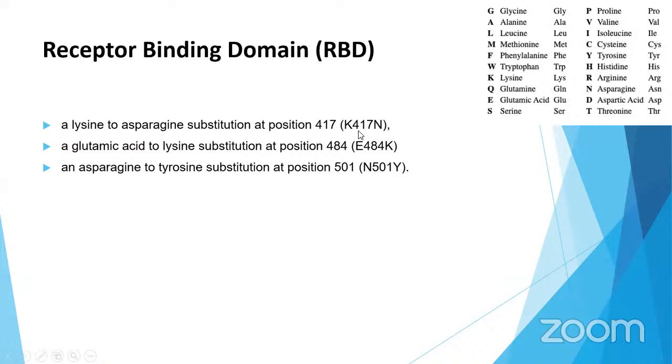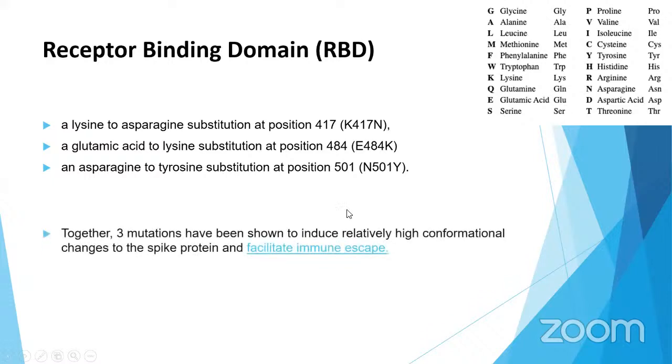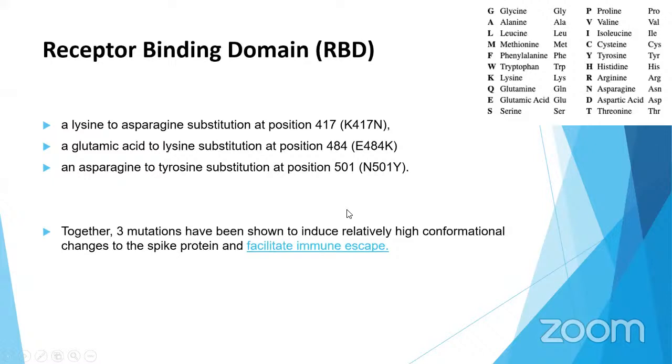At position 417, lysine to asparagine mutation; at 493, a glutamine substitution; and at 498, asparagine to tyrosine substitution. These are three important mutations, and most importantly, they help the virus escape the immune system.